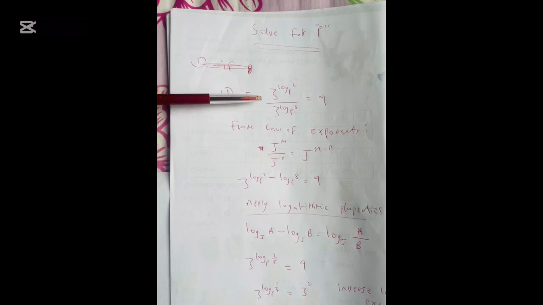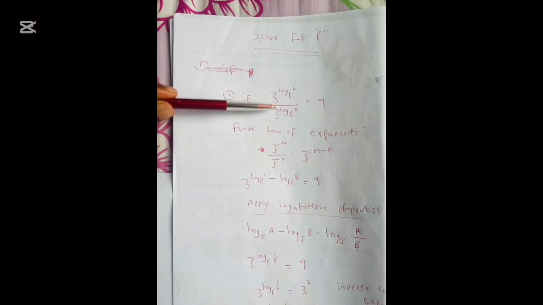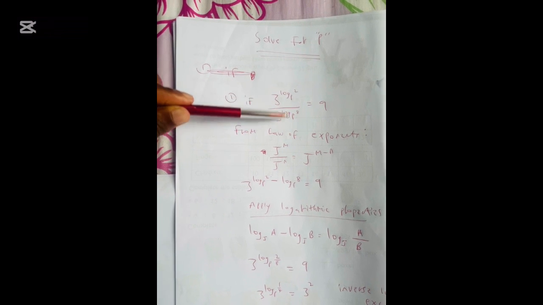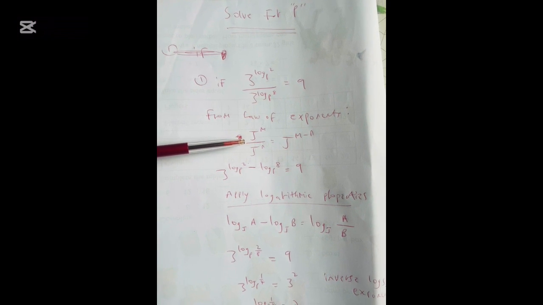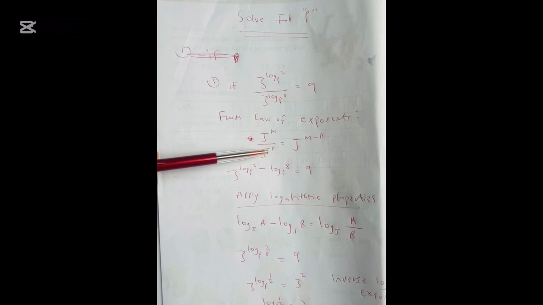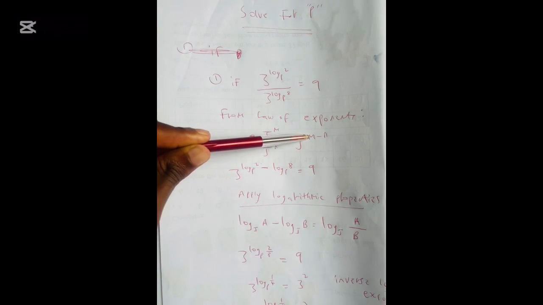So you have to check something. I see that I have 3 as my base, log as my exponents. So this is gonna make my work a bit easier. You know why? Because I'm gonna remember some of the laws of the exponents. Okay, so one of the laws of exponents says that if I have j to the power m divided by j to the power n, all will be the same as j to the power m minus n.